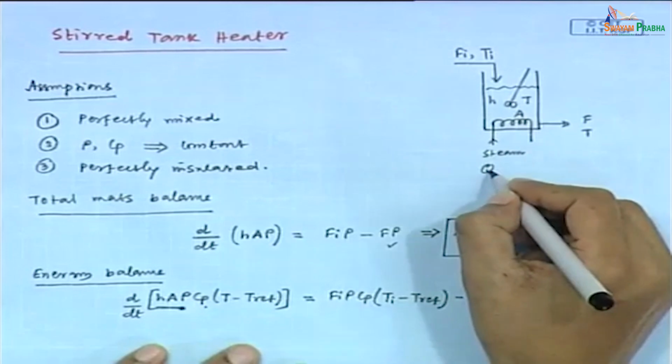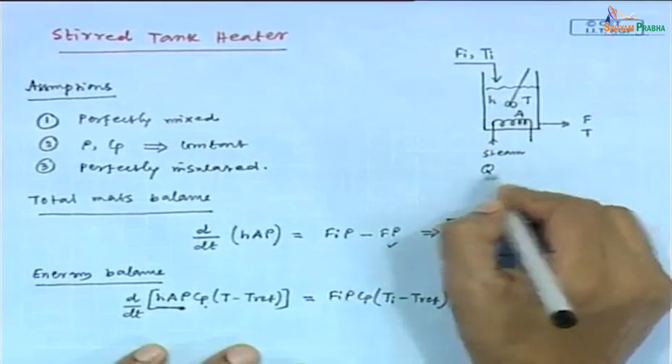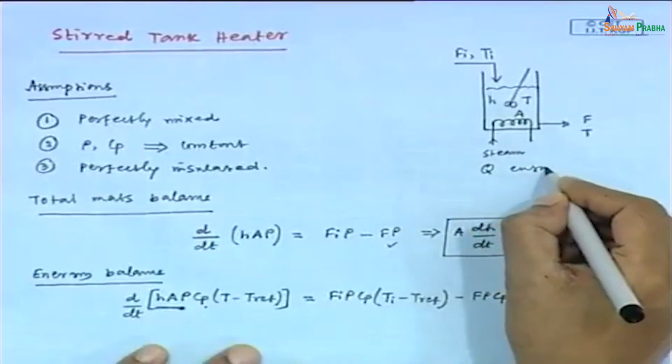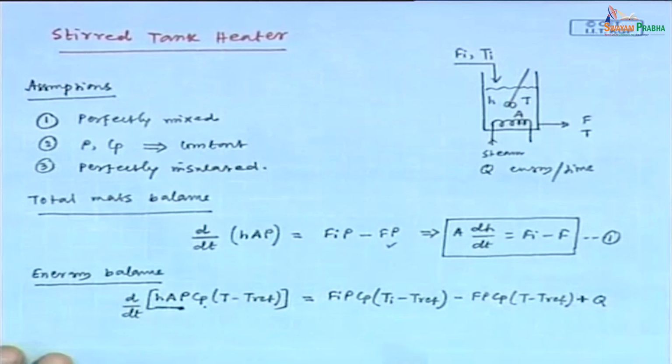Basically, the unit of Q is energy per unit time. Say for example, British thermal unit per minute. Yeah, the unit of this is energy per unit time. So, this is the energy added or energy supplied by steam per unit time.